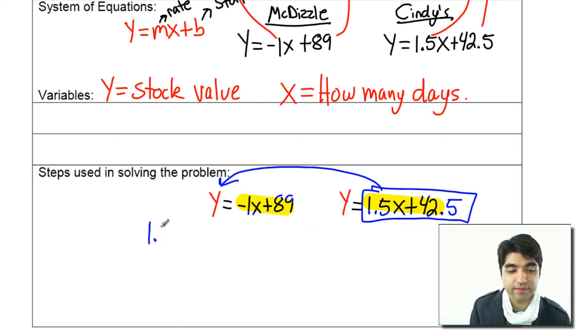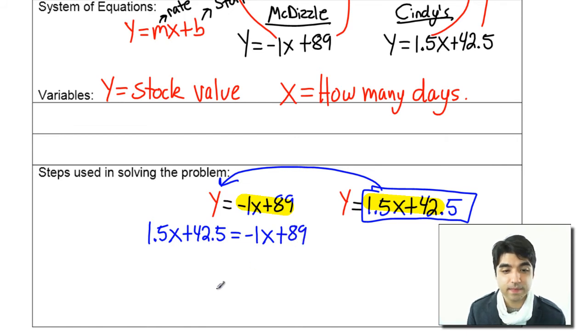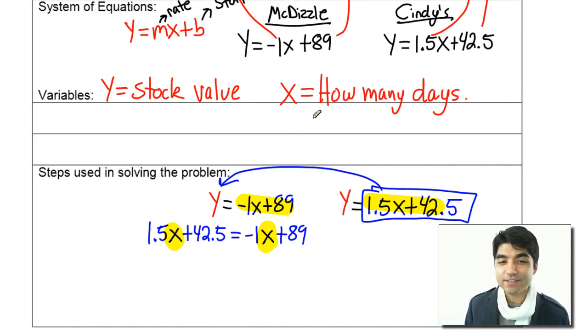So instead of y here, I'm going to rewrite everything that I have here. So we have 1.5x plus 42.5 equals negative 1x plus 89. Okay, so now what's cool about this is that we only have one variable. So that means that we can solve for that variable. And remember, what does x represent? Well, x represents how many days. So we're finding out how many days will it take until these two equations equal each other. Pretty cool, huh?